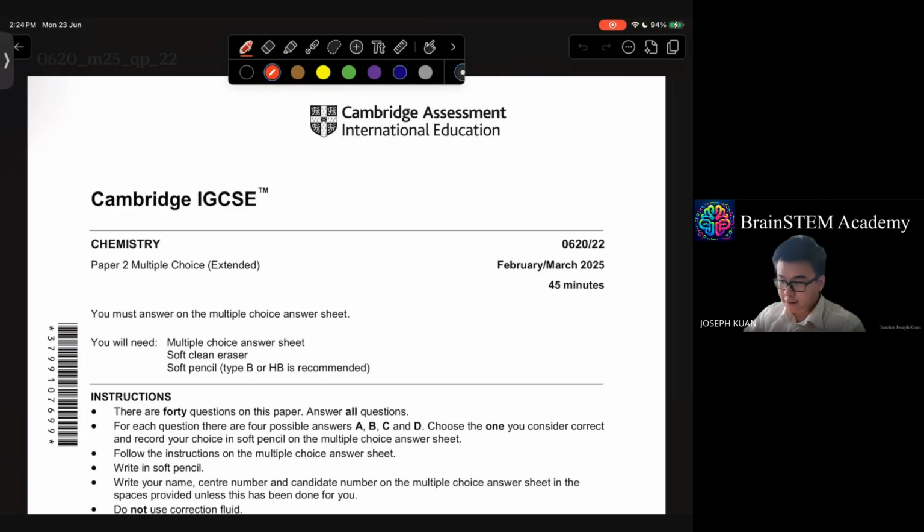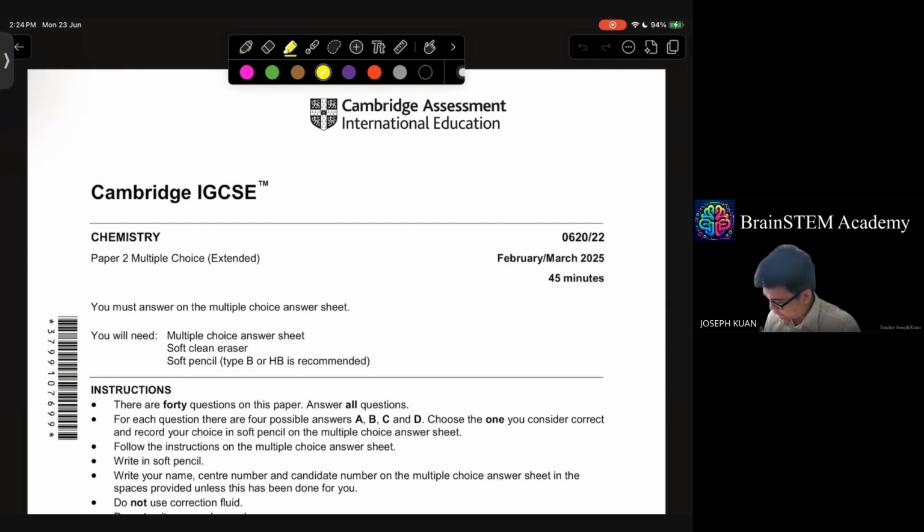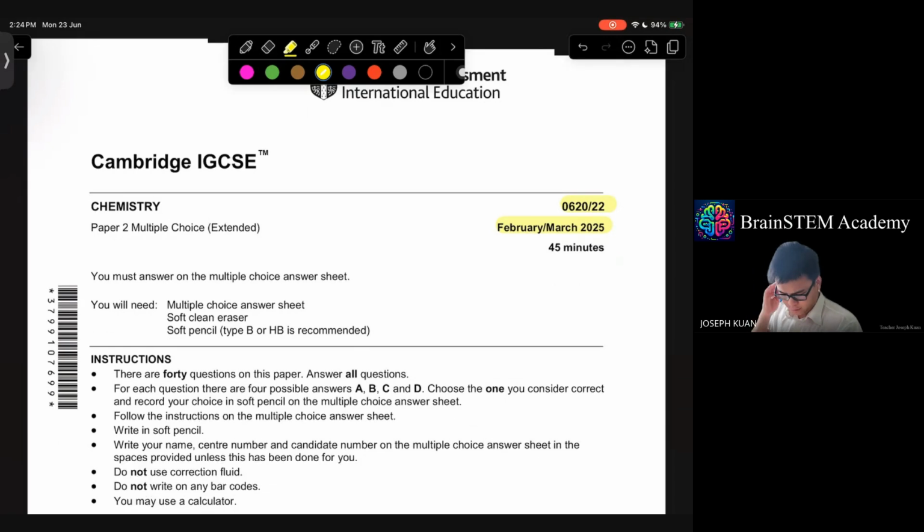This is Cambridge IGCSE Chemistry Paper 2 multiple choice extended for February-March 2025. Right, 0620, code paper 2, variant 2.